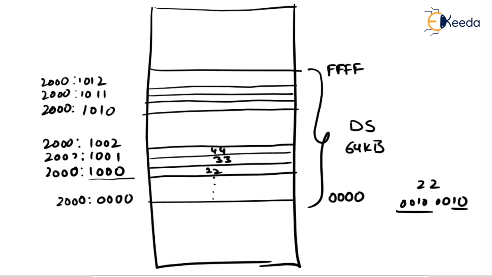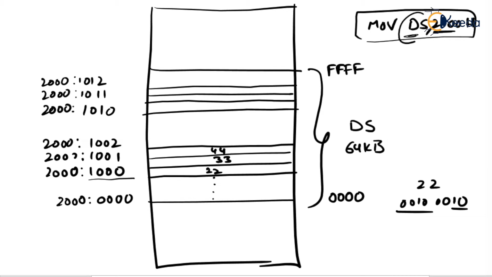Before writing the program, please understand that we are using the data segment. Shall we write it like this: MOV DS, 2000? Like this we will write the instruction? No, it is not allowed. This is immediate data, and immediate data should not be transferred to the segment register. Already I told you in the immediate addressing mode that the destination should not be a segment register. So for that, what we have to do is first move that data segment address.